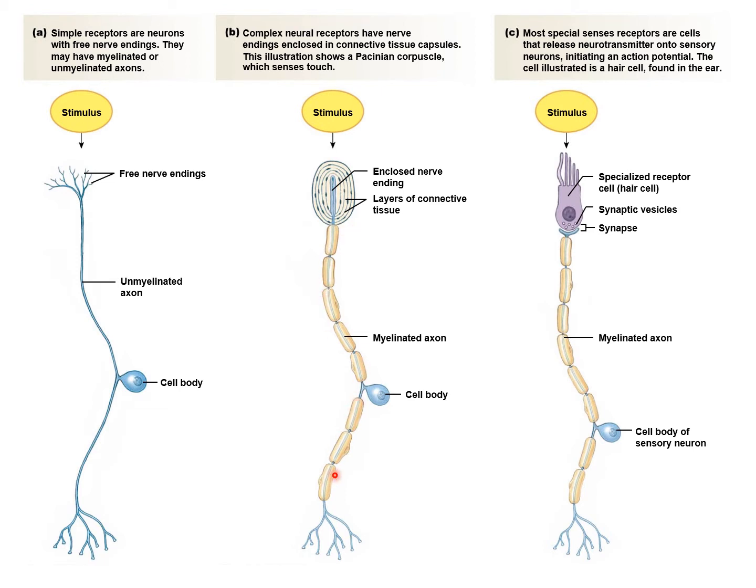This one just happens to be myelinated, okay, and so forth. But again, you have a stimulus that then triggers graded potentials in this area, which then can lead to action potentials sent to the central nervous system.